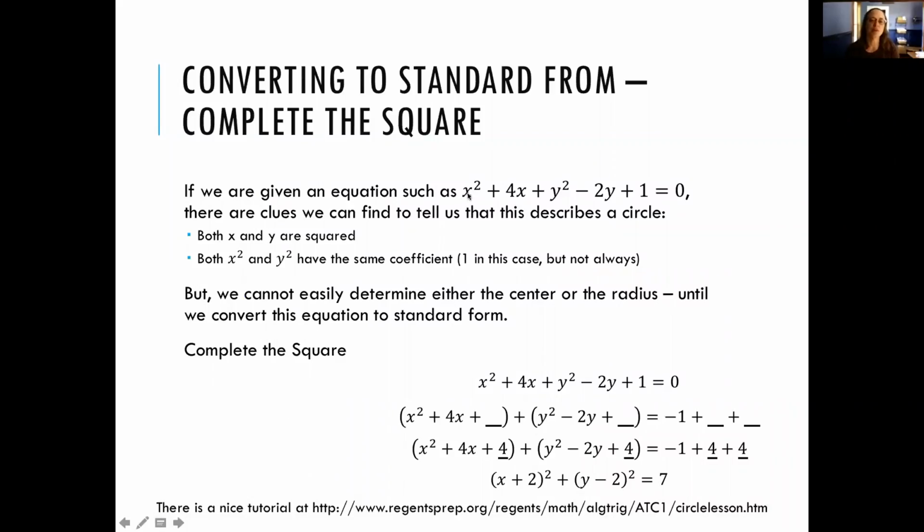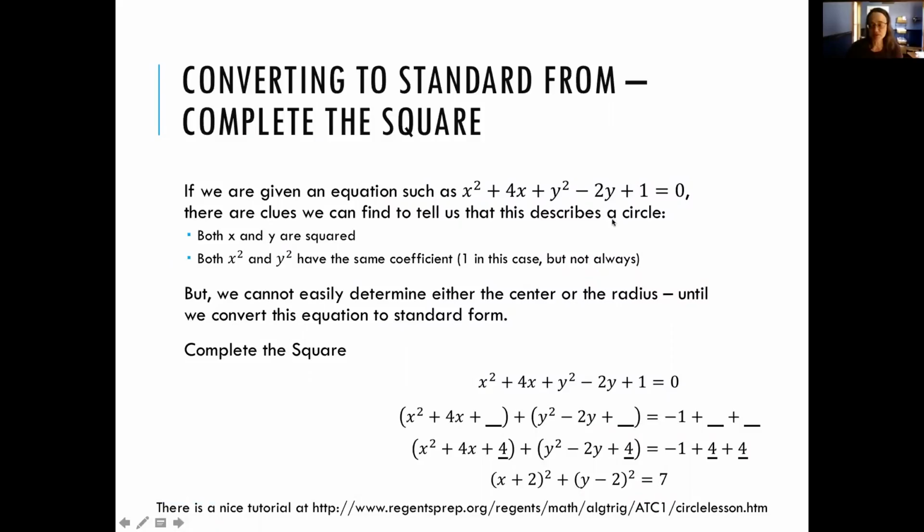Our equation is not given to us in standard form. Occasionally, we're going to find that our equation appears in this expanded form. We've got x squared plus 4x plus y squared minus 2y plus 1 equals 0.